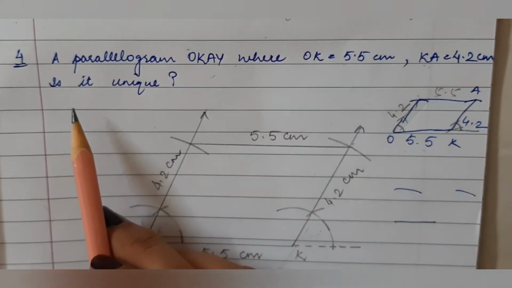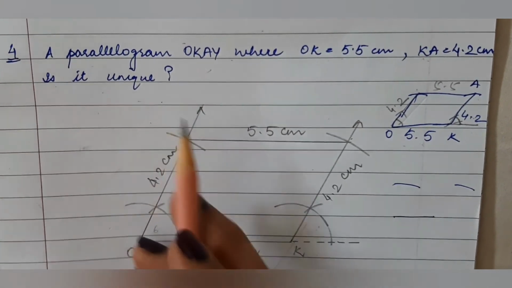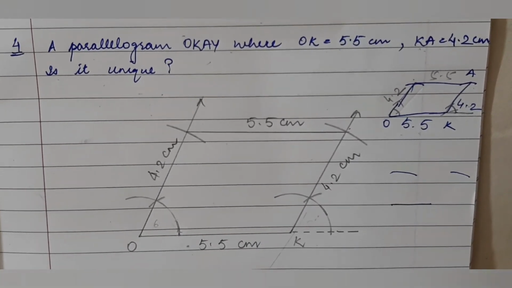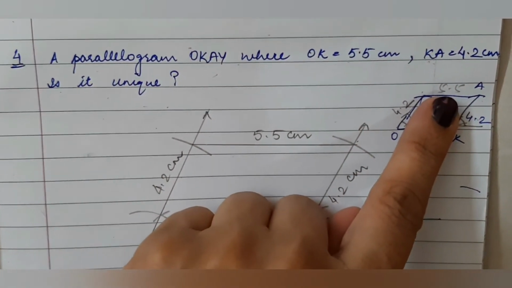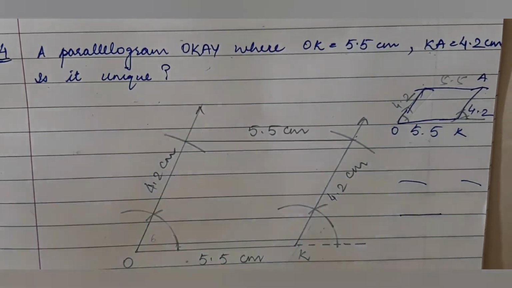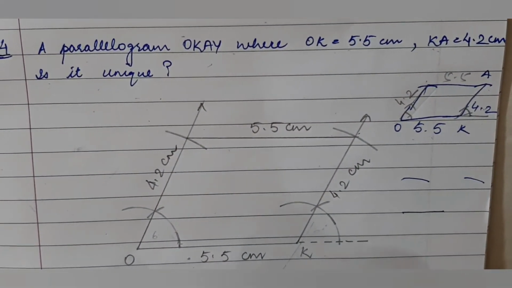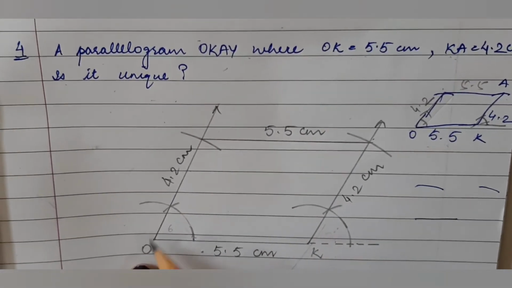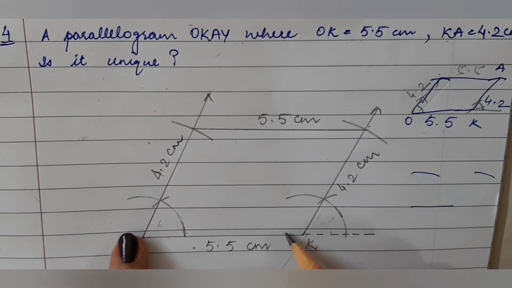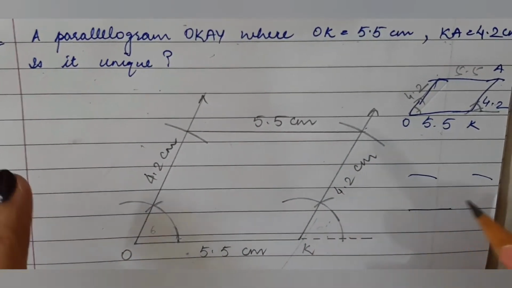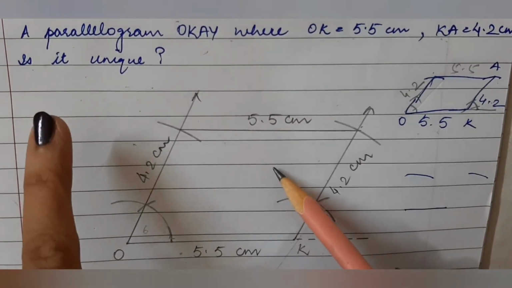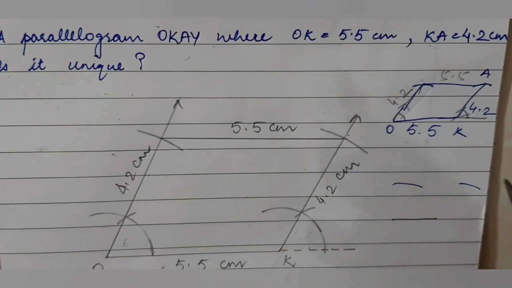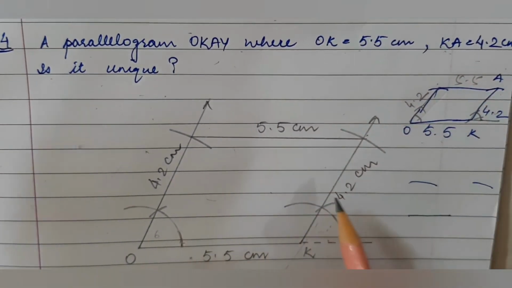Now we have an additional question over here. Is it unique? Means can there be only one parallelogram possible with these two measurements? No, this is not a unique parallelogram. Why? Because I have taken the measurement of my choice to make corresponding angles equal. I could have taken an angle of 70 degrees, I could have taken an angle of 120 degrees. So it's of my choice. So it's not unique. There can be multiple parallelograms with the same measurements but different angles.